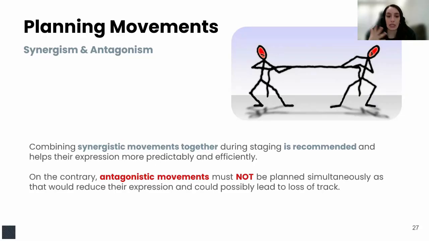In general, during staging with clear aligner treatment, it is very important for us to try our best to combine synergistic movements together. It's actually recommended because it simply helps their expression more predictably and efficiently. And the opposite is true for antagonistic movements. We always try to separate these movements and make sure that they are not planned together. Instead, we try to stage and sequence them simply because if we do plan them together, this could lead to loss of track because their expression would be reduced and would not be as predictable.